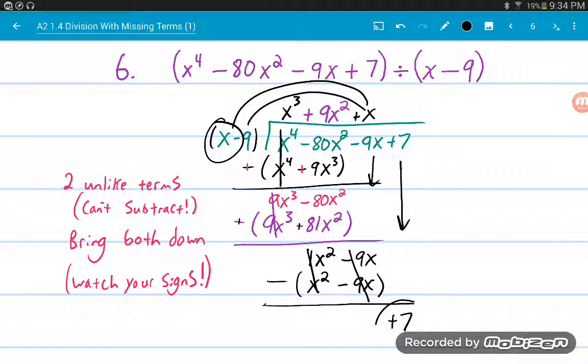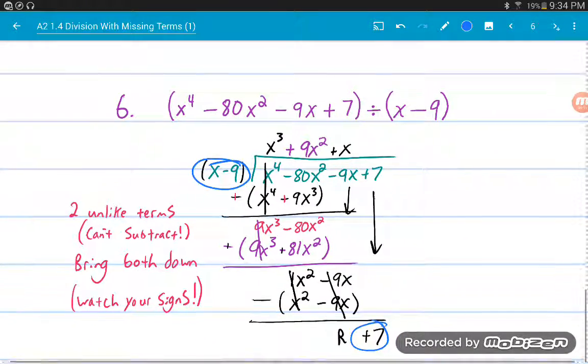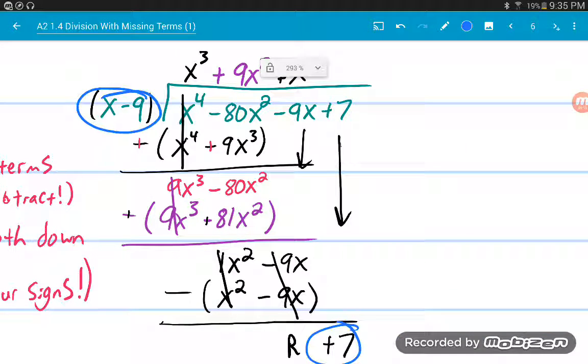Does x go into 7? No, it doesn't. So this right here is going to be our remainder. As always, when we have a remainder, this remainder positive 7, we're going to take the 7, put it over the divisor, and add it on to the end of the polynomial, the quotient. So I'm going to put plus 7 over x minus 9. And this right here is going to be my answer.